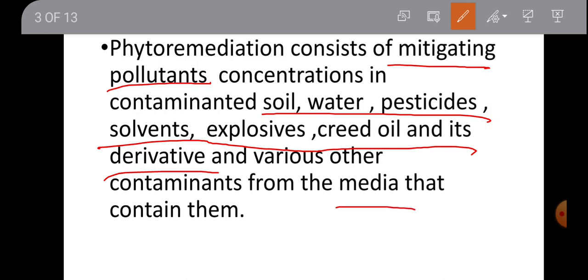So here mitigating means reduction of pollutants in media like soil, water.